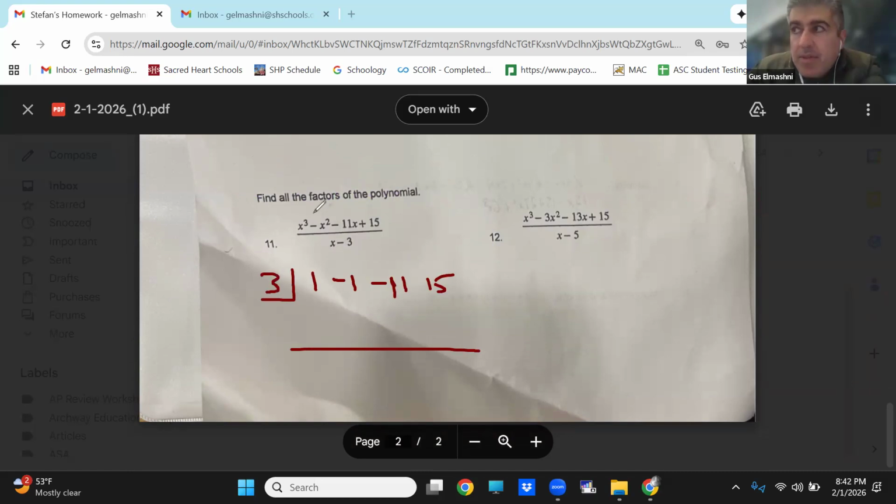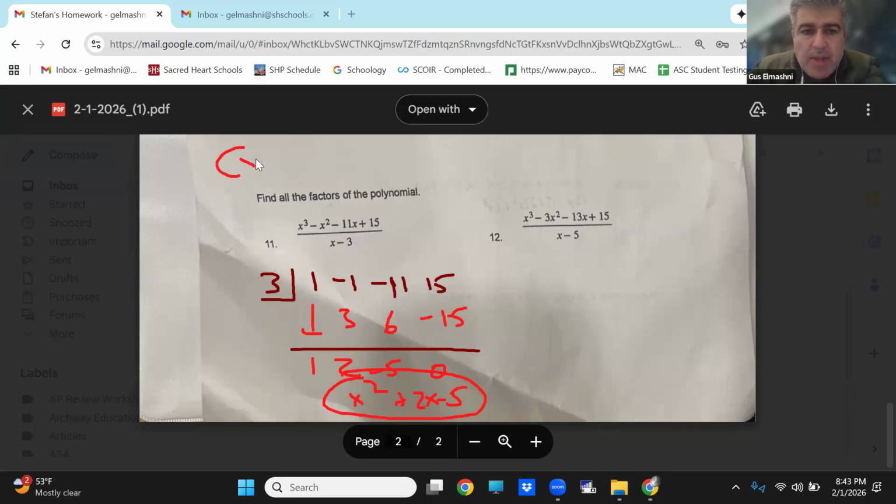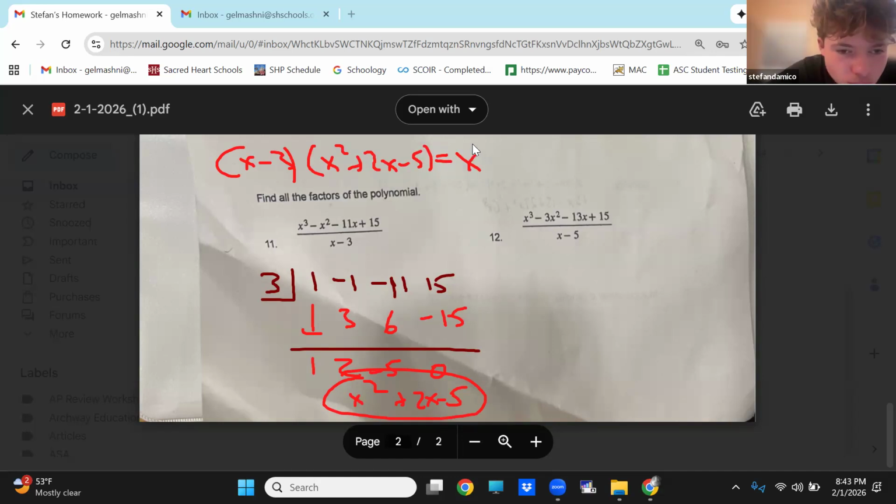Now, since they told us to find all factors, that means it's going to come out clean. It means there's going to be no remainder. 1, 3, 2, 6, -5, -15, and 0. So that becomes x squared plus 2x minus 5. Unfortunately, that's not factorable. So you leave it like that. So essentially, what you're saying is that x minus 3 times x squared plus 2x minus 5 equals all that junk. Okay. The last one.